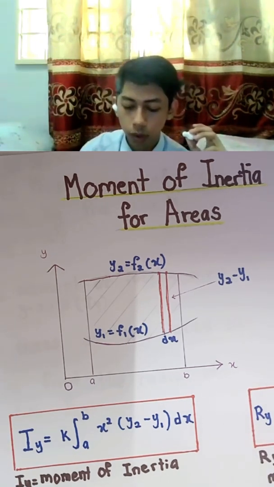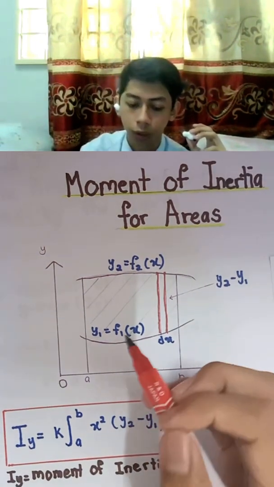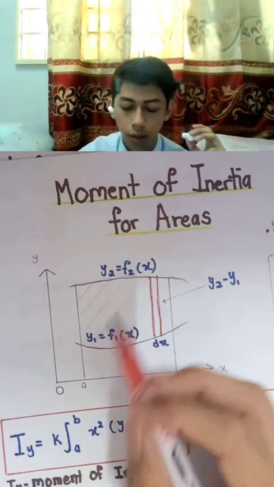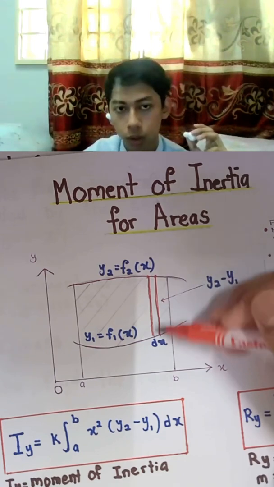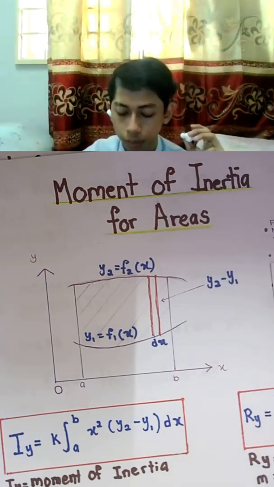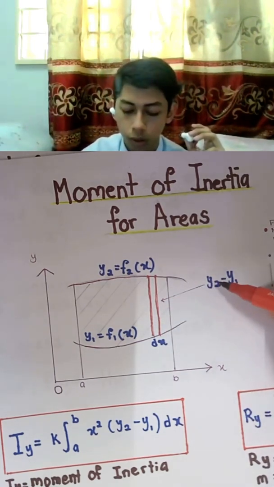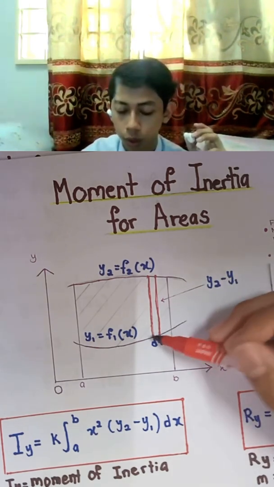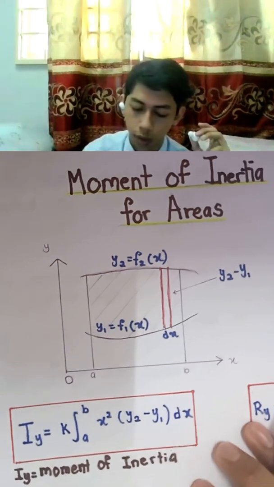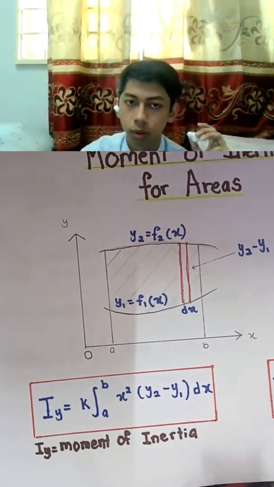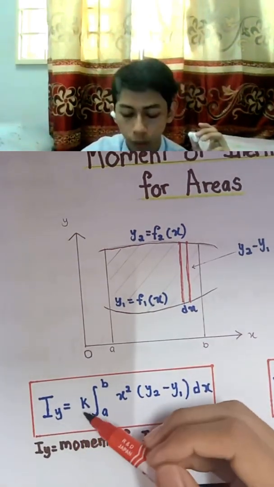Today I'm going to talk about how to calculate the moment of inertia for areas. In this case, the moment of inertia is rotating around the y-axis. This is the mass of the rectangle here, where the height of the mass is y2 minus y1 and the width is dx. So let's go to the formula.